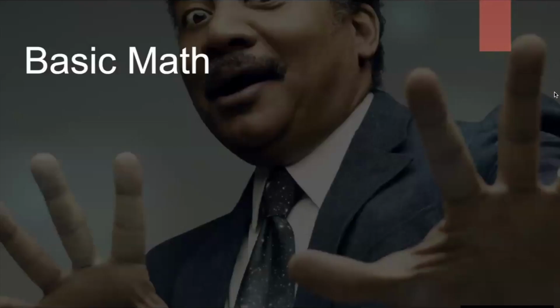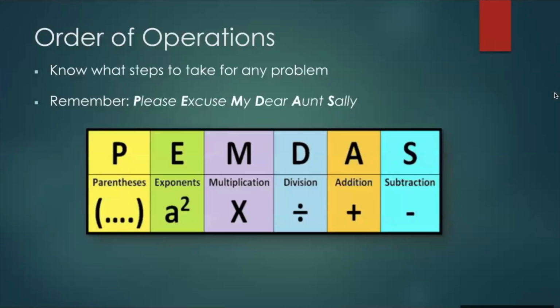So we'll just go over some basic math from that first section now. So order of operations, as I stated at the beginning, this is parentheses, exponents, multiplication, division, addition, and subtraction. You need to know what steps to take for any problem. So this might be in algebra cases or just any order of operations problem in general. This is the order that you solve those problems in, and you carry out these operations in this order. So if you need an acronym to remember the order, please excuse my dear Aunt Sally is a really good one. It's helped me personally remember this very, very well.